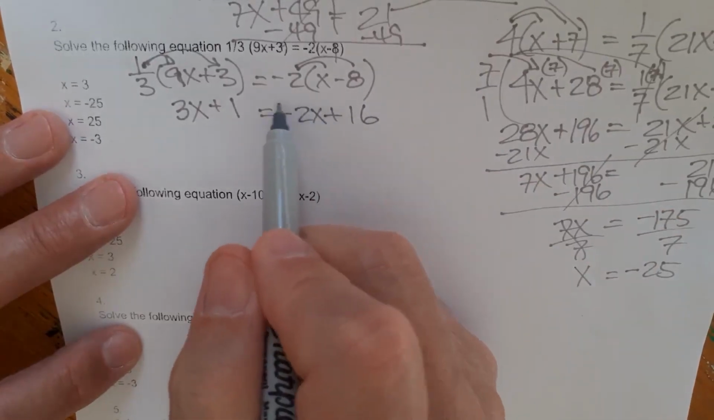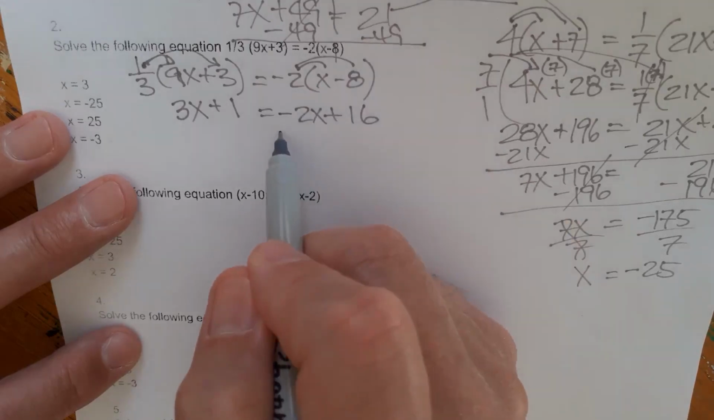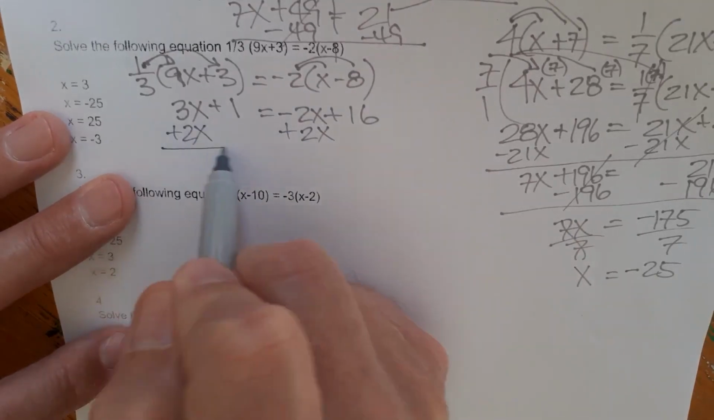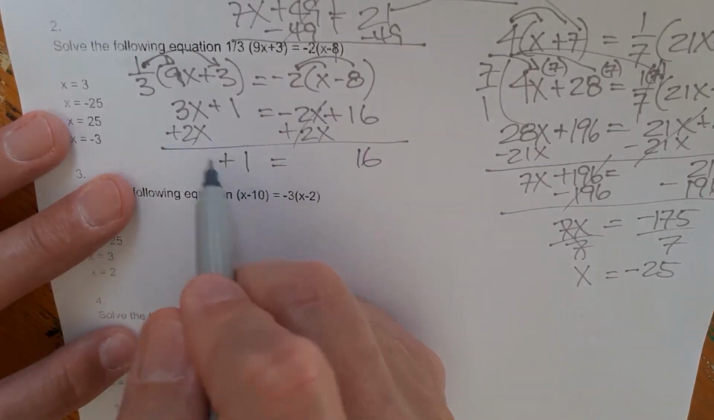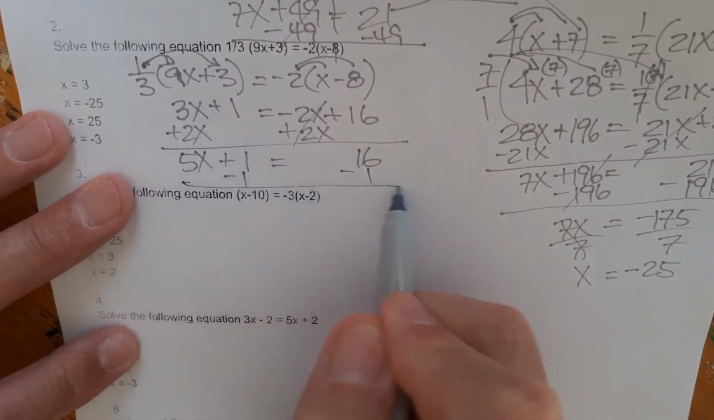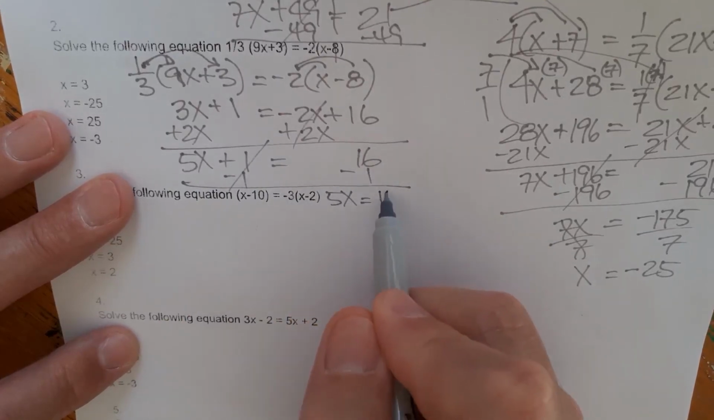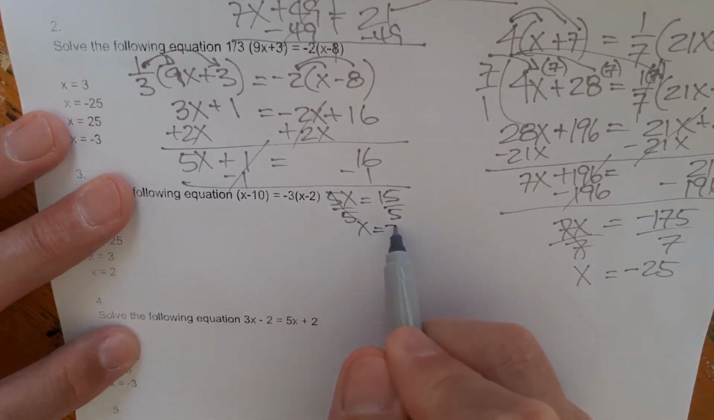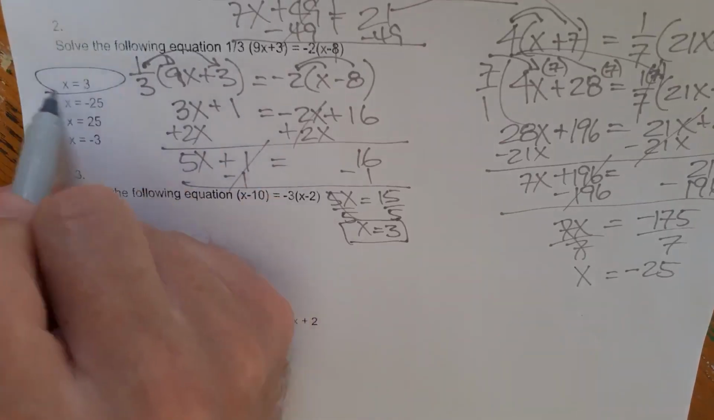The smaller number of x's I'm going to subtract from both sides. In this case, I'm going to add this to both sides, so plus 2x on both sides. There's a 16 over here and equals, there's a 1 still, and a 5x. I'm going to subtract 1 from both sides. And I'm going to get 5x equals 16 minus 1 is 15. Divide both sides by 5. And x equals 3. Okay, there it is there, and here it is here.